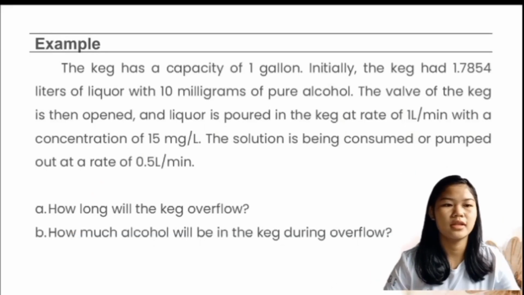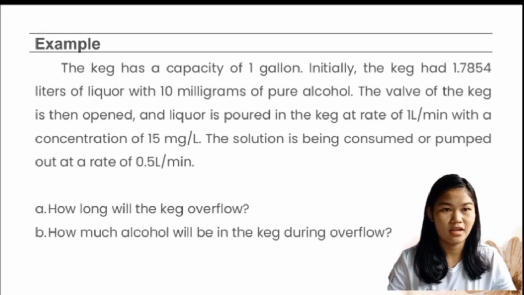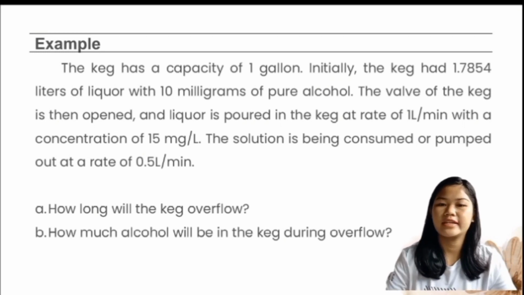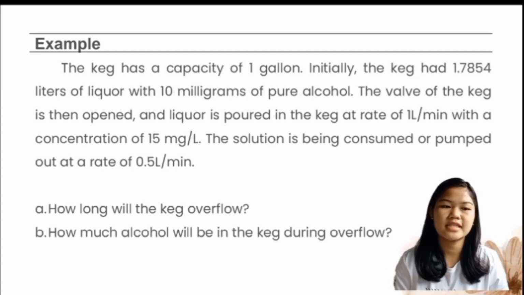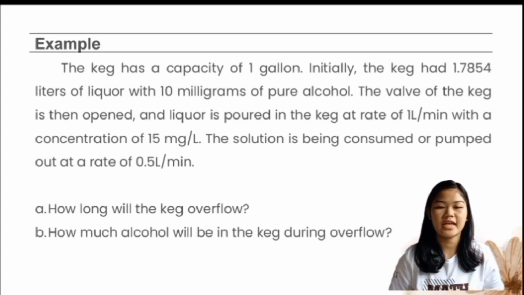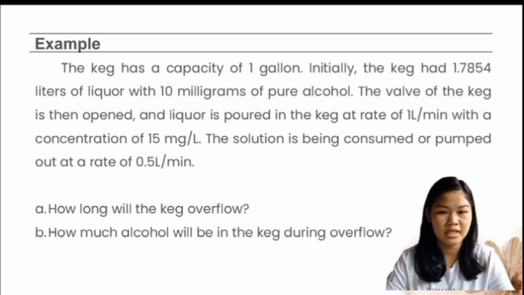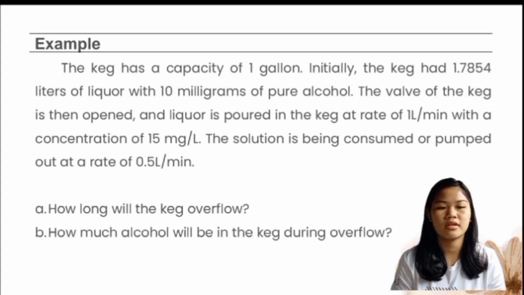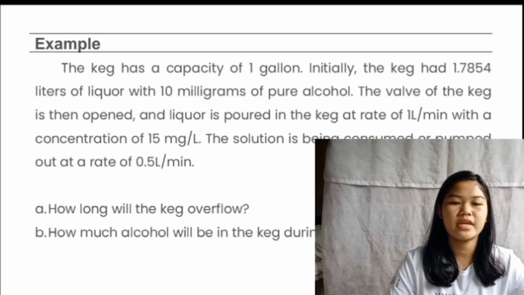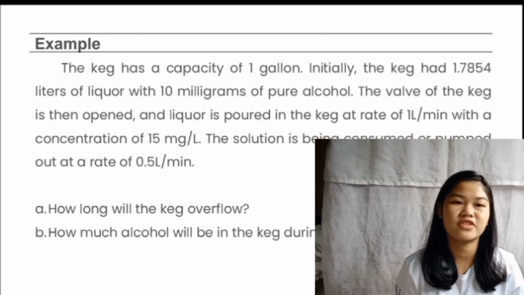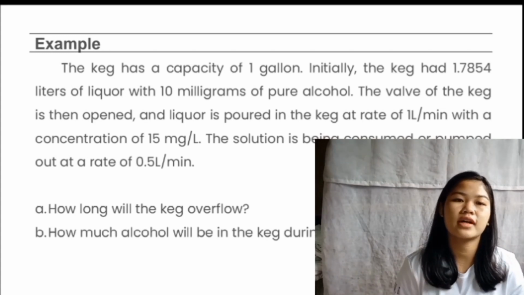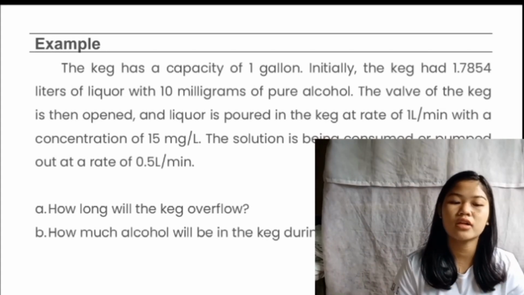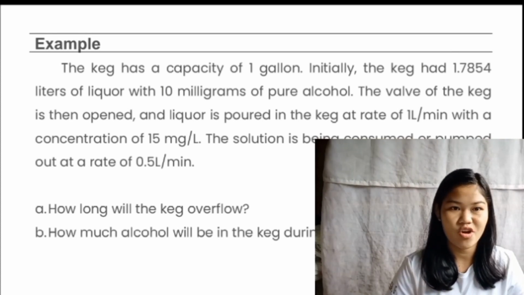So we have here an example. The keg has a capacity of 1 gallon. Initially, the keg had 1.7854 liters of liquor with 10 milligrams of pure alcohol. The valve of the keg is then opened and liquor is poured into the keg at a rate of 1 liter per minute with a concentration of 15 milligrams per liter. The solution is being consumed or pumped out at a rate of 0.5 liters per minute. So we have here the questions. How long will the keg overflow and how much alcohol will be in the keg during overflow?